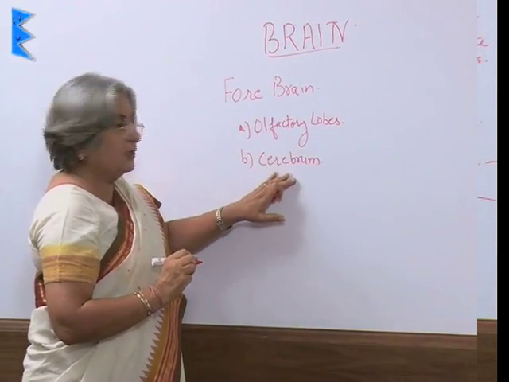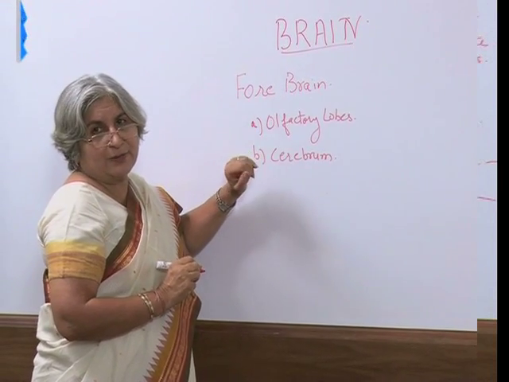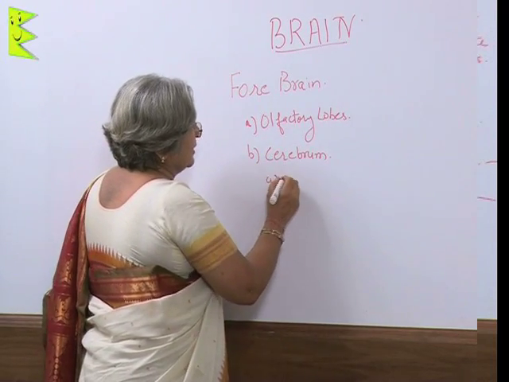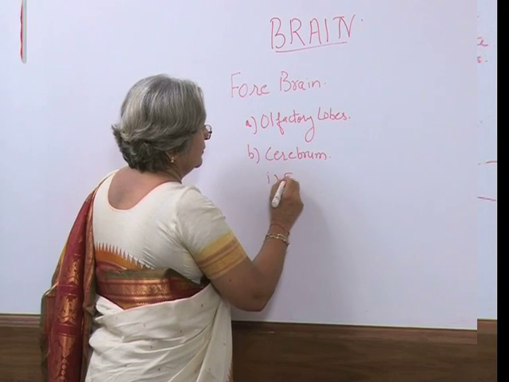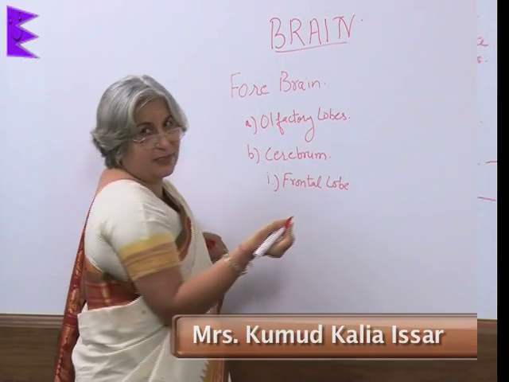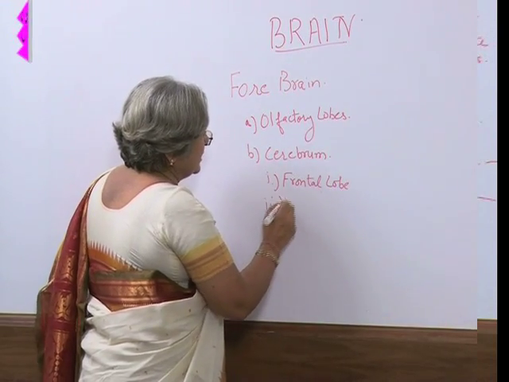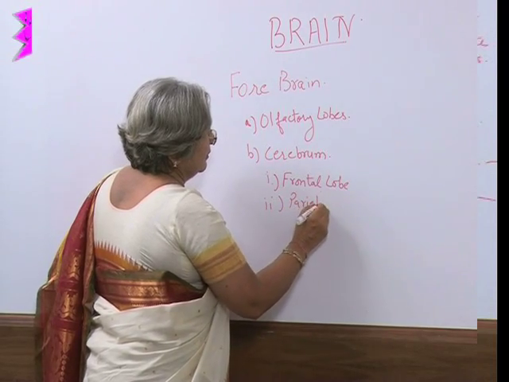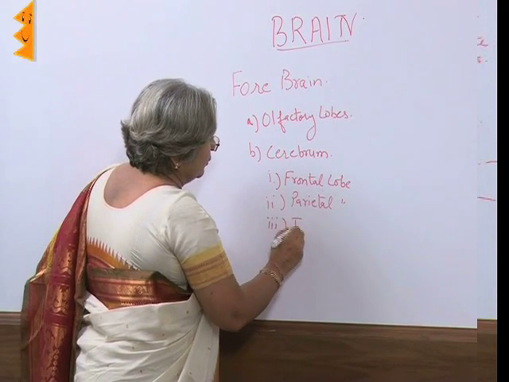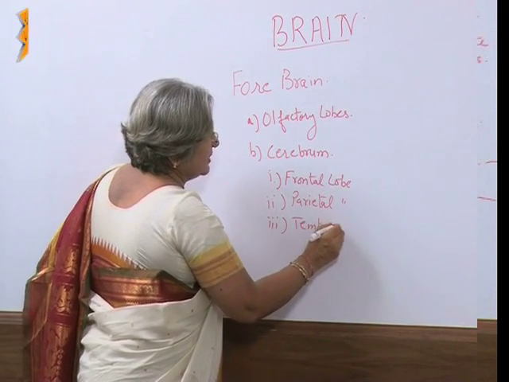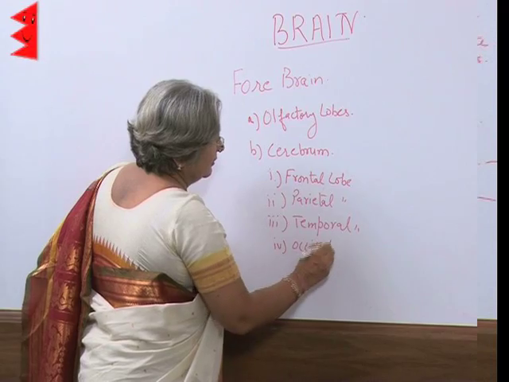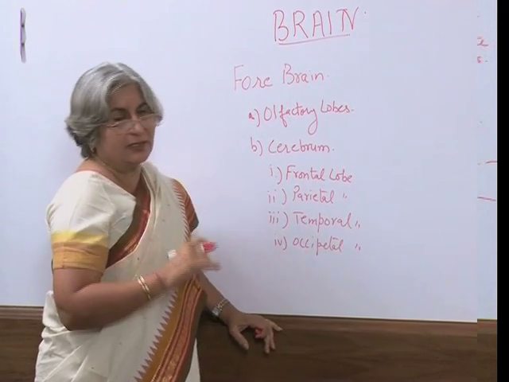Olfactory lobes are below the cerebrum and they are concerned with smell. The cerebrum has four parts. First part is the frontal lobe, this is in the front as the very name suggests. Then there is parietal lobe which is on the sides. Then there is temporal lobe which is in the middle, and then there is occipital lobe which is on the lower side.